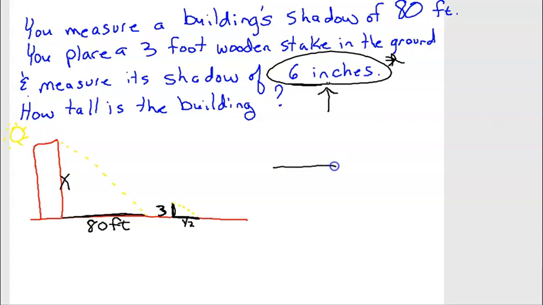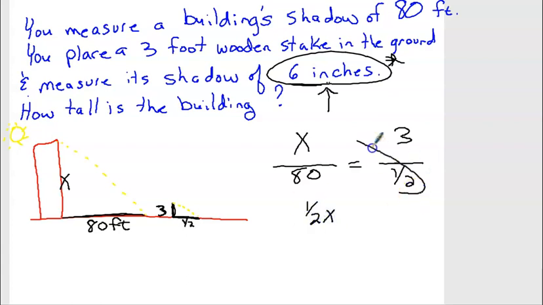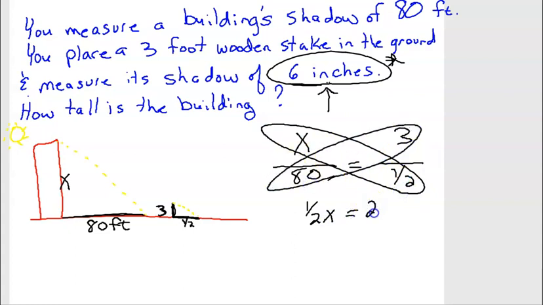So you're going to set up a proportion. So we have x over 80 is a 3 over 1/2. That's how you set it up. Remember, setting it up is going to give you partial credit. So set that up, and then all you have to do is cross multiply. So 1/2 times x equals 240, and then x equals 480. So the building is 480 feet.